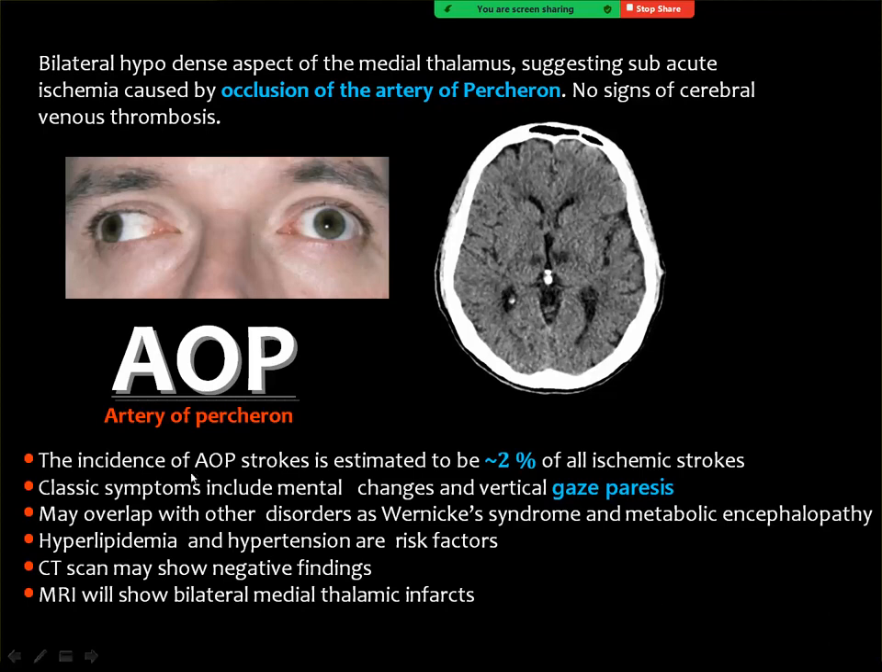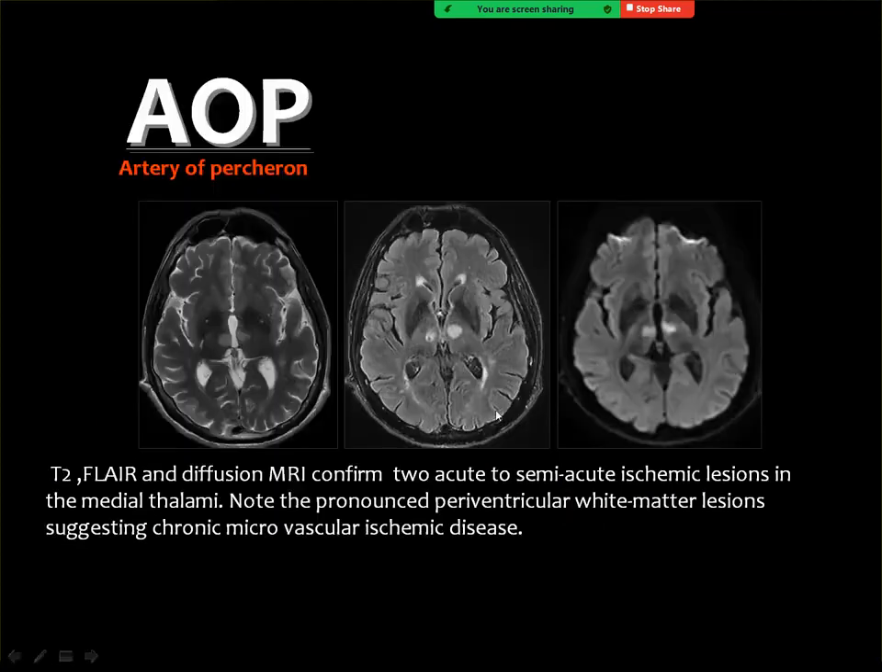The incidence of artery of Percheron stroke is about 2%. It is seen, of course, in clinical practice, and it affects the vertical gaze of the patient and may simulate other disorders like Wernicke's encephalopathy and metabolic encephalopathy. Hyperlipidemia and hypertension are, of course, risk factors for occlusion of this artery. CT may show normal findings, but MRI will show bilateral medial thalamic infarctions in a characteristic appearance of occlusion of the artery of Percheron. And this is also the appearance.